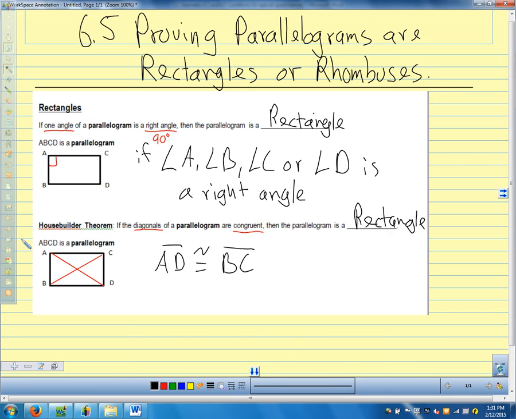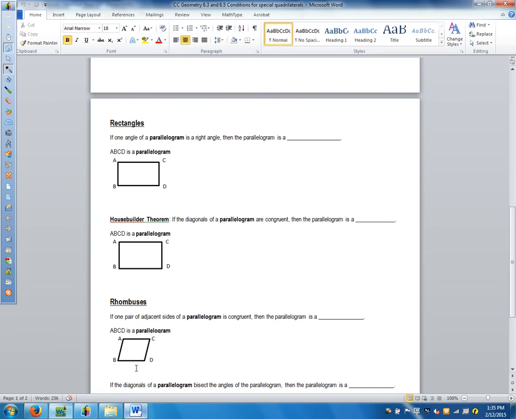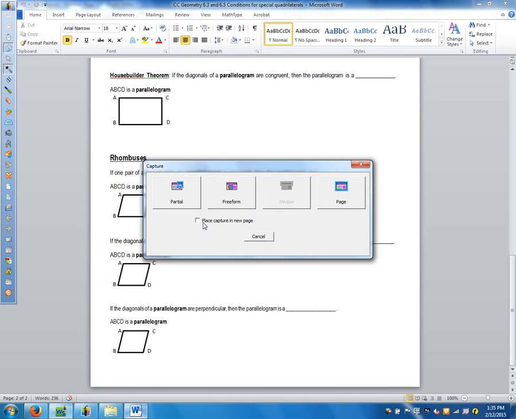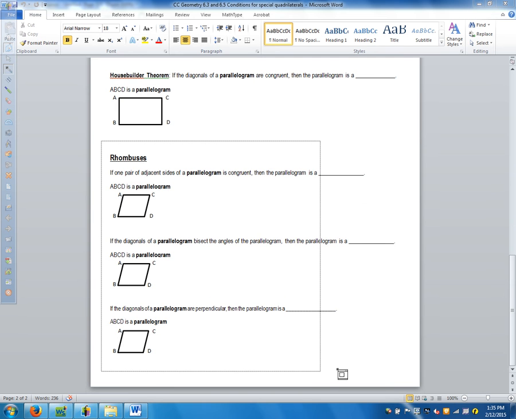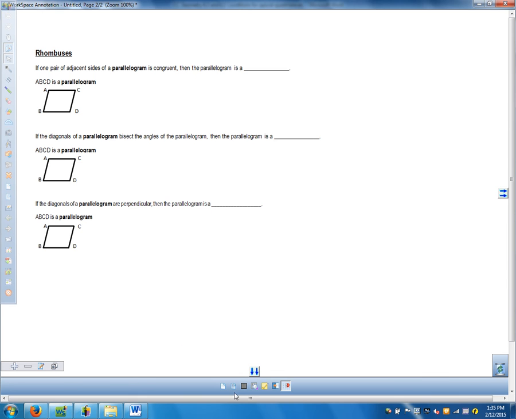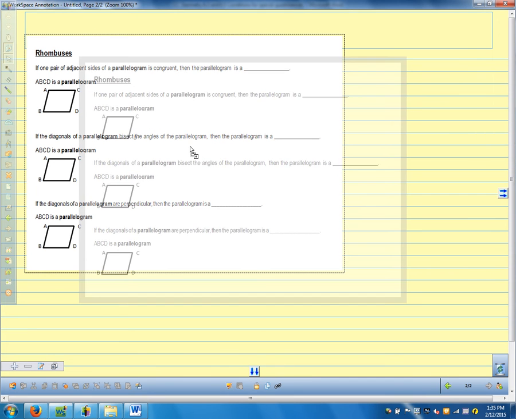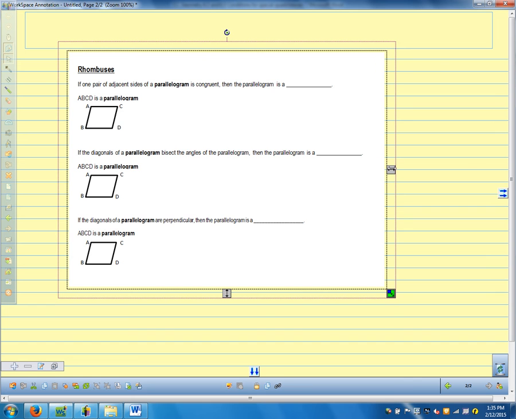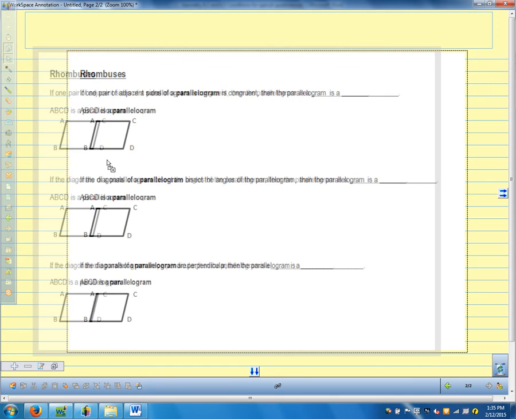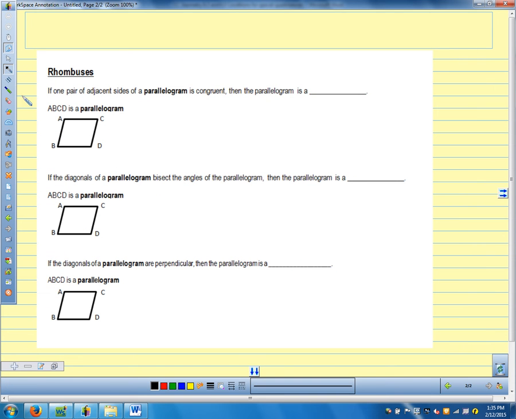Questions on this part of the graphic organizer? Okay, let's talk about rhombuses next. So let me grab those pictures. There we go. So now we're starting with a parallelogram. On the second side of the graphic organizer, we're always starting with a parallelogram. Now we want to decide how can we figure out if we have a rhombus.